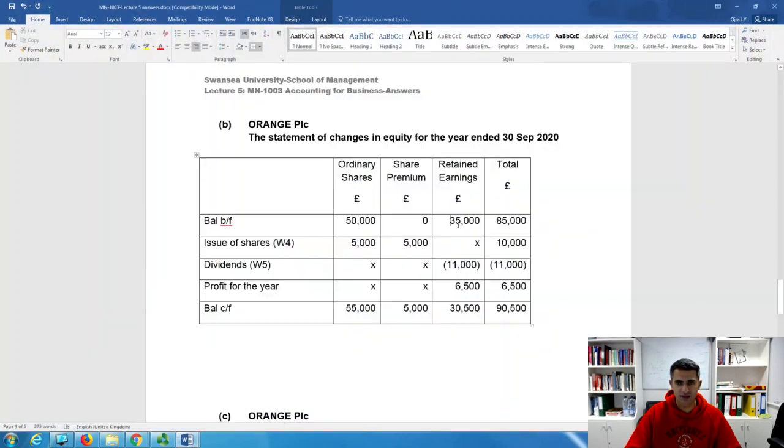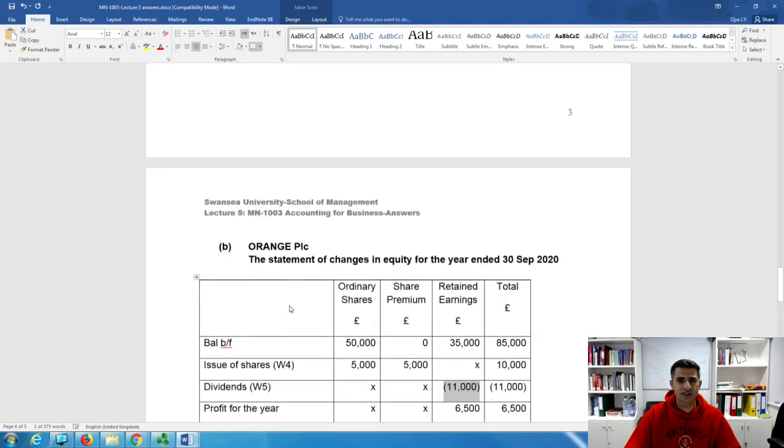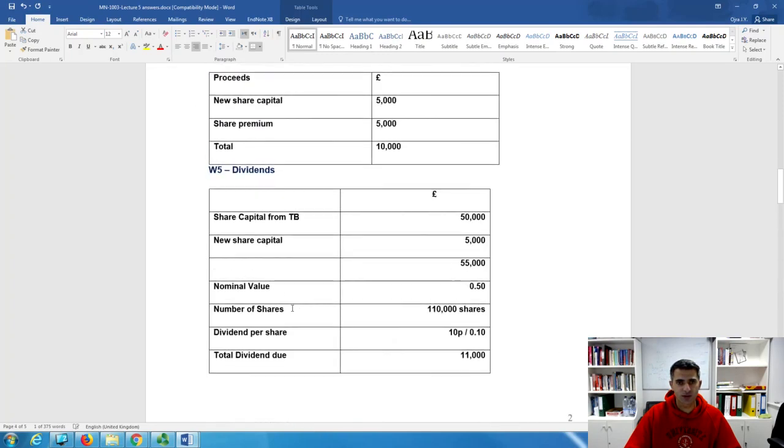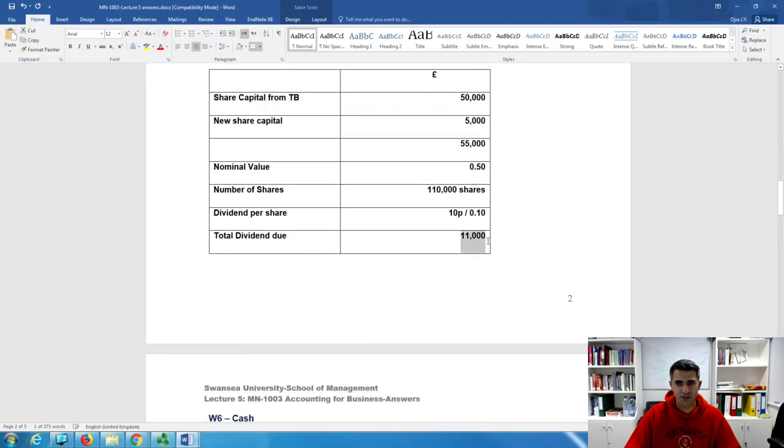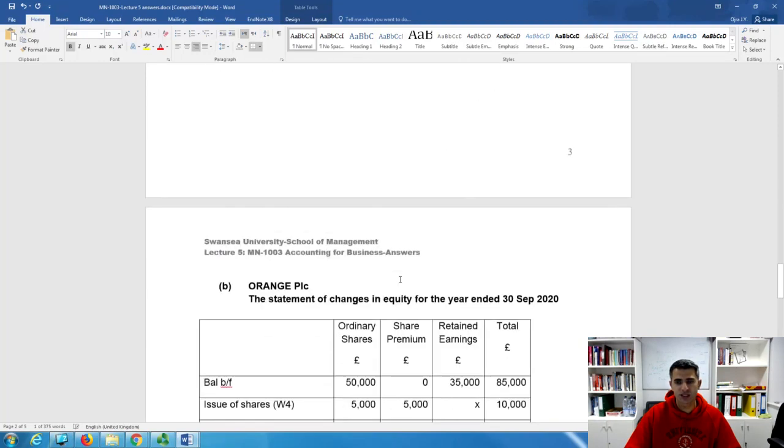Can you see, guys? Right. So now what happens here? The dividends. The dividends, the one we calculated in W5, I don't know if you remember W5. Here we go, the 11,000 pounds, the dividends, that should be here.